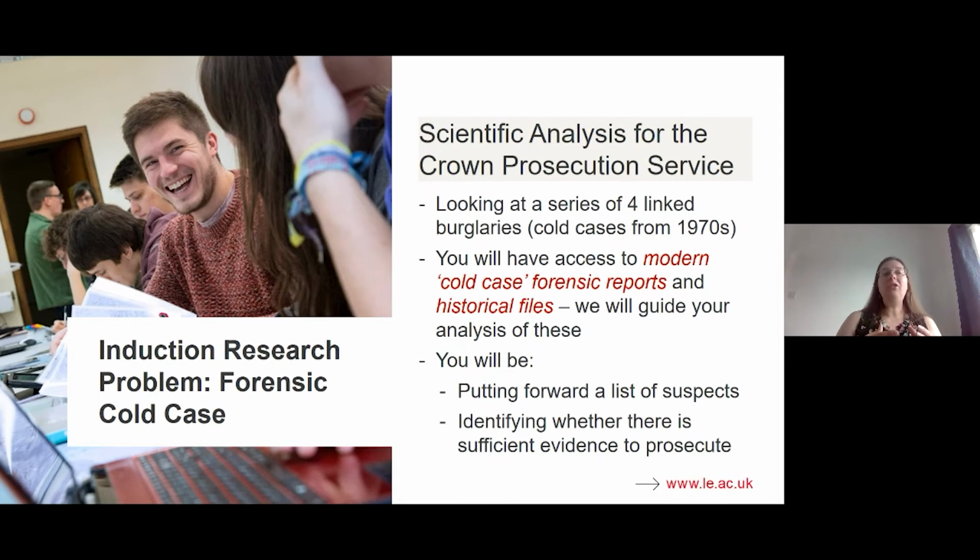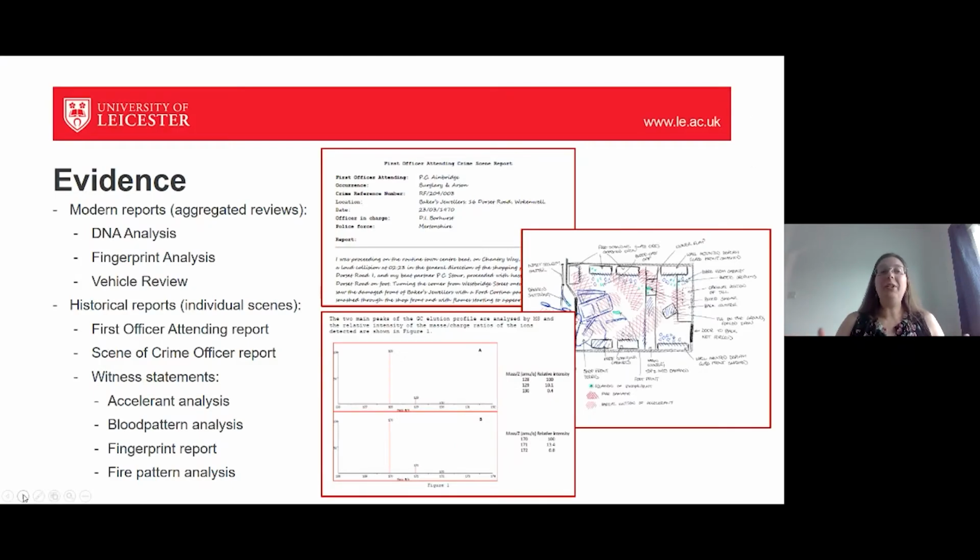Once you've had a chance to look through this and we've given you some guided learning, in your role as an analyst to the Crown Prosecution Service, you will put forward a list of suspects. But not just that, you will say whether you feel there is enough evidence to prosecute or not, because you may find that you have a name, but you don't think it would stand up in a court of law. Or it could be the other way around, you have a couple of names and you think you can definitely prosecute. So what evidence are we talking about here?